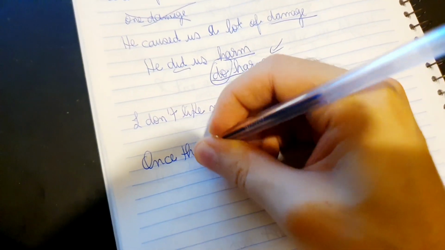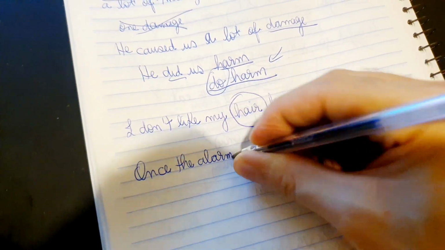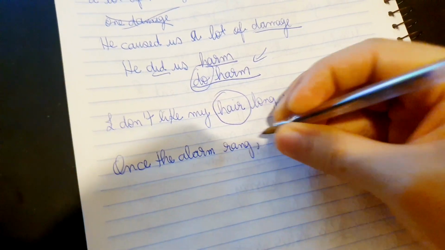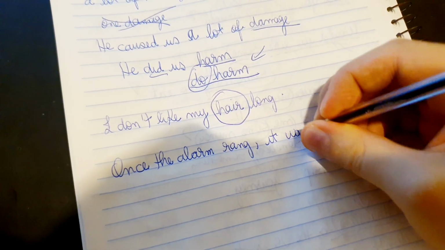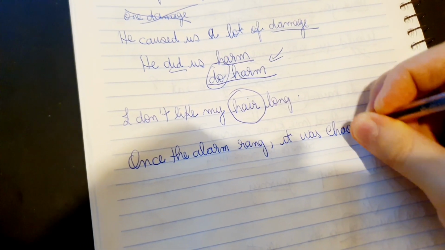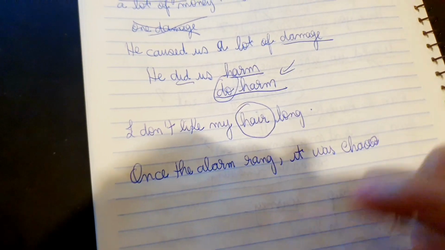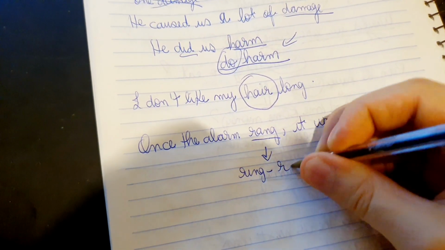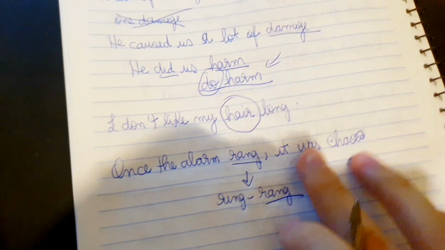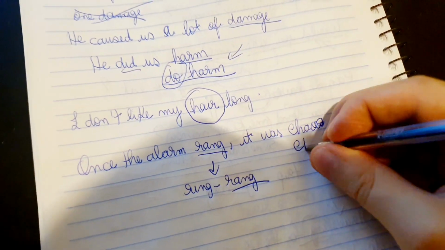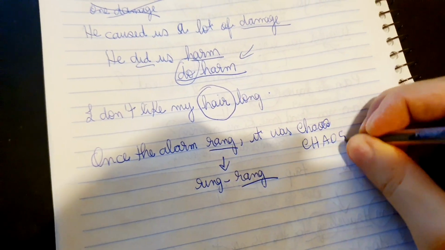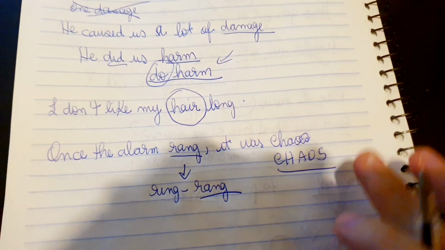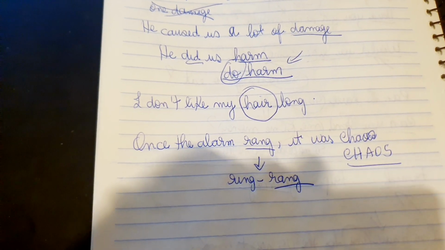Once the alarm rang, it was chaos. Yes. So there was an alarm. The alarm rang, which is the simple past of the verb ring, rang. It was chaos. Yes, it was a little misspelled here. Yeah, better. My spelling sometimes is terrible, you know.